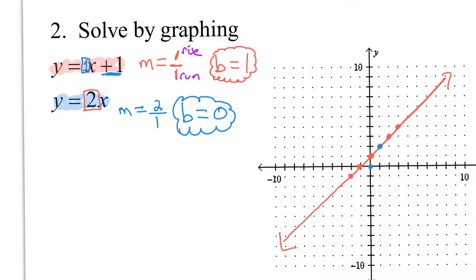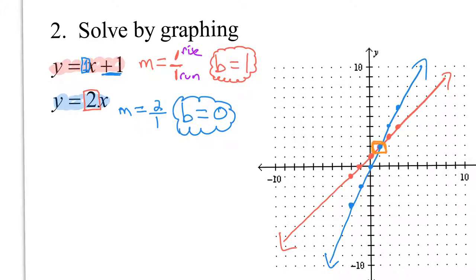But I'm going to keep going. I go up 2, 1 to the right, up 2, 1 to the right, or you guys can go the other way from the y-intercept, down 1 to the left. You do the opposite, down 2, 1 to the left, and you guys connect the points. So we have a red line and a blue line. Now the point of intersection is right here.